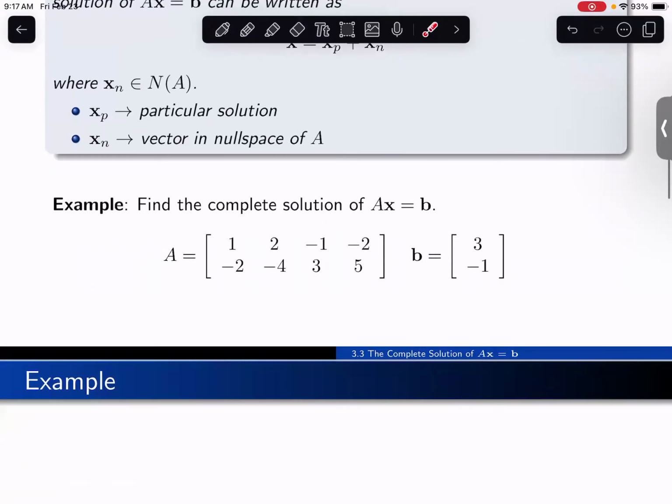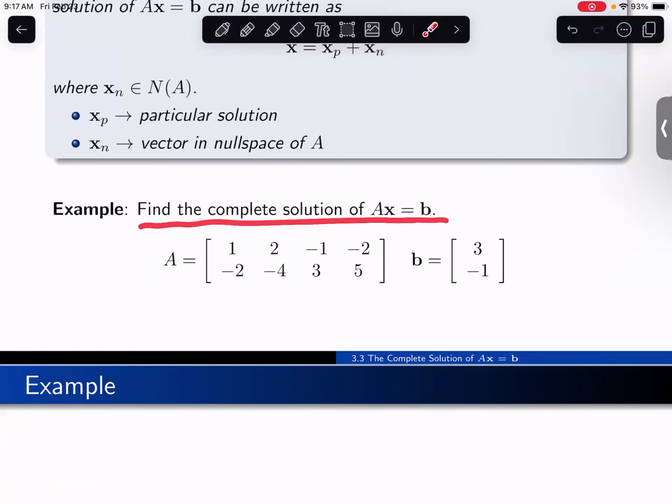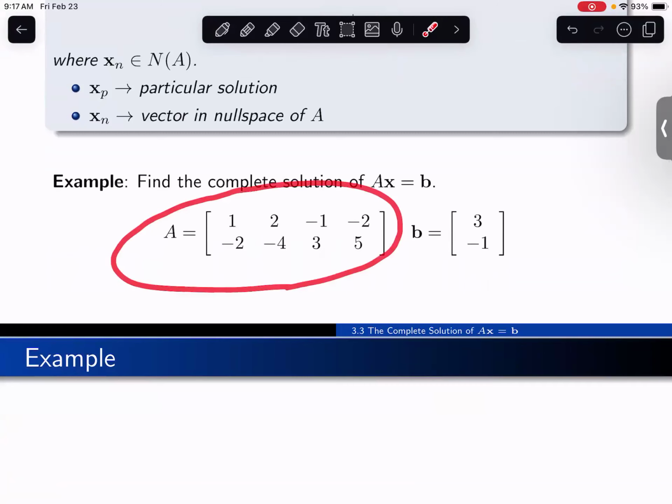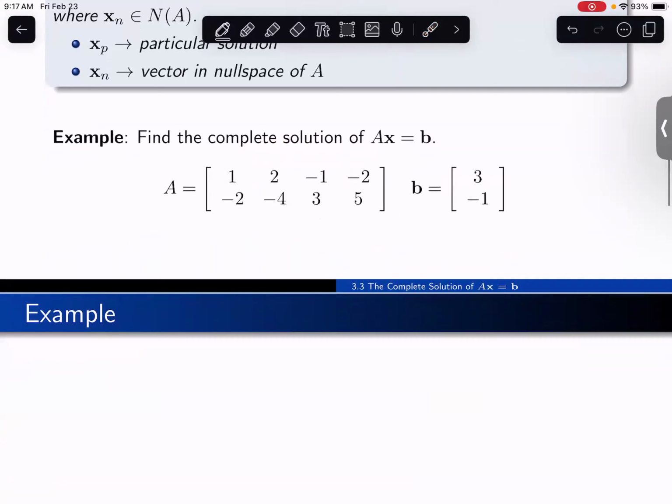So for this first example, it wants us to find the complete solution of Ax = b, where A is this 2x4 matrix, and b is this 2x1 vector. To solve this problem, it's pretty much exactly what we were doing on Wednesday when we were trying to describe the null space of a system of linear equations, except now instead of having an augmented matrix with 0, 0 at the end, we're instead going to have a non-zero vector. So we're going to have 3, minus 1.